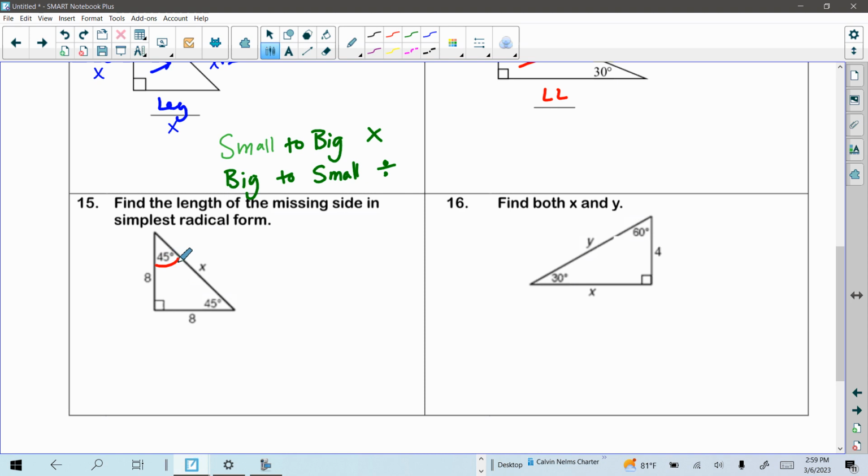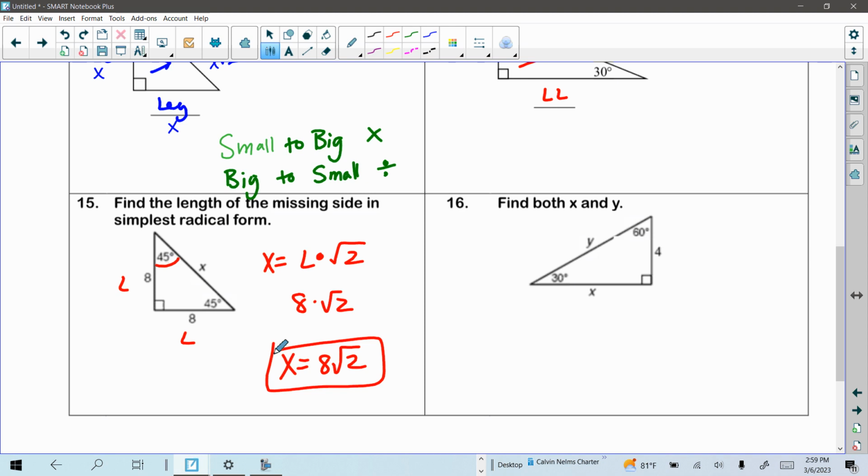Because I see this 45 right here, then I know that these two are my legs. And to get to my x, I'm just taking whatever the leg is, multiplying by root 2. So this would be 8 times root 2, which is just 8 root 2 as your hypotenuse. And I know some of you can just do that mentally, just automatically looking at it.